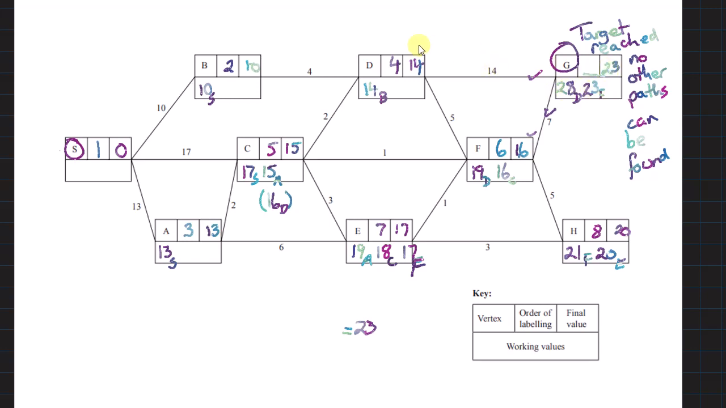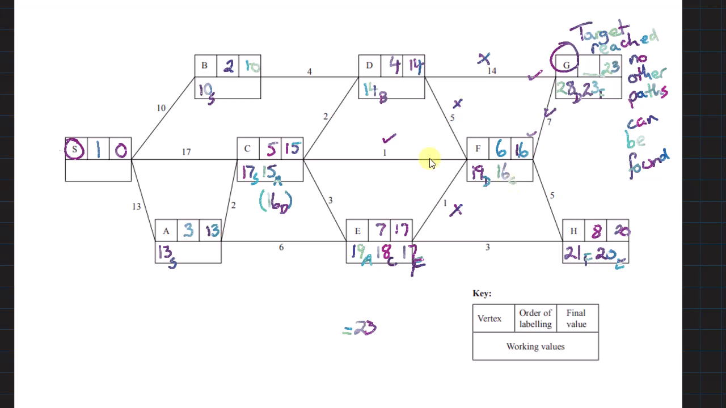23 minus 14 is 9, so that wouldn't be. 16 minus 5 doesn't give me 11, so I wouldn't go backwards. 16 minus 1 doesn't give me 17, so I wouldn't use that one. So 16 minus 1 gives me 15, correct. So I am coming back to C, which is what we noted here.